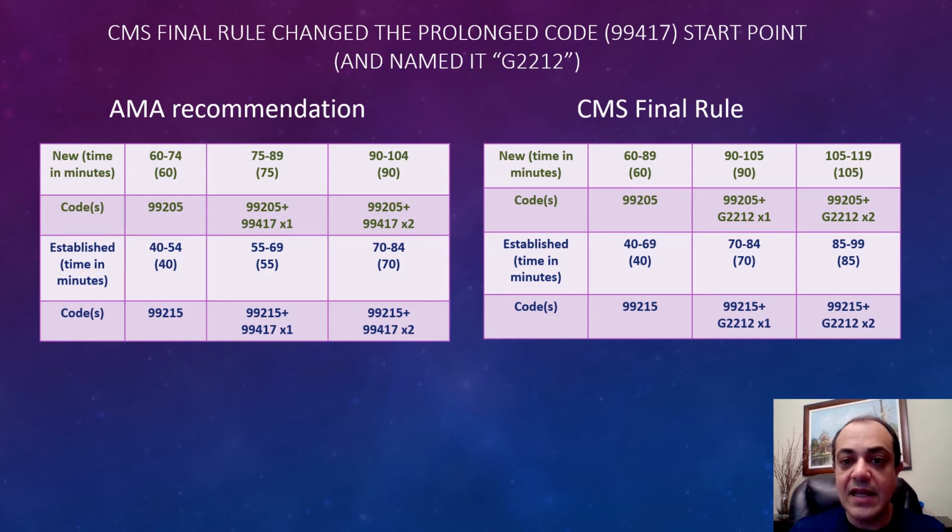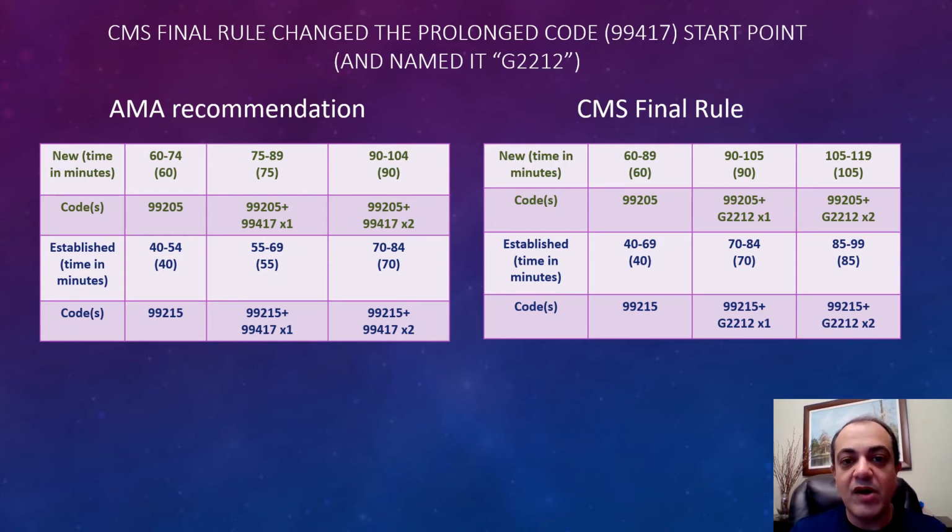But CMS is taking us back to the way that the prolonged codes have always been documented, and they are now calling them G2212. The total time requirement is still the same, which means that instead of having to say it's a face-to-face encounter with a patient with 50% or more of the time spent in patient counseling and coordination of care, you now take into account the total time spent, which is anything spent in preparation, in review, in seeing the patient, even documentation after the visit. All of that goes into the total time concept.